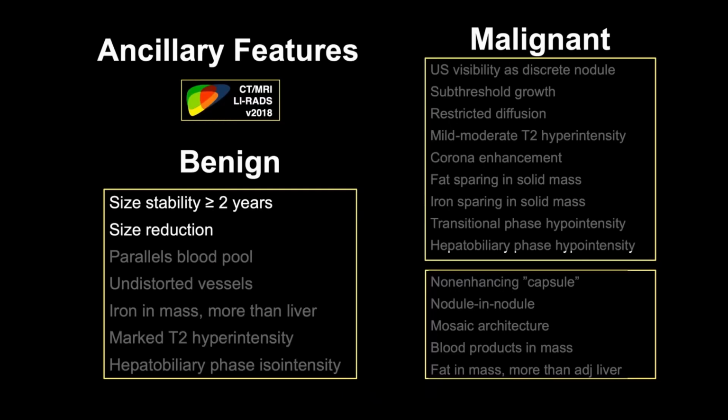So let's dive into benign ancillary features. First off, size stability greater than or equal to 2 years or size reduction are rather self-explanatory. If an observation is stable or getting smaller, it's very unlikely to be malignant. Tumor volume doubling time varies greatly for HCC depending on the level of dedifferentiation, reportedly ranging from 12 days to just over 2 years. So if an observation is stable in size at or beyond 2 years, it is likely to be not malignant.